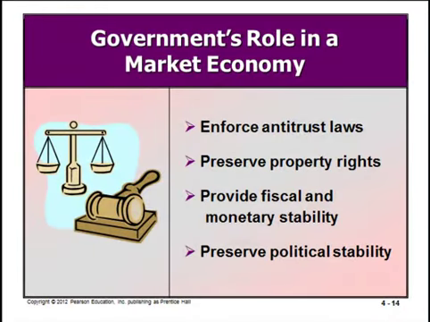Government's role in a market economy. Government has little direct involvement, but plays four main roles in a market economy: enforce antitrust laws, preserve property rights, provide fiscal and monetary stability, and preserve political stability. Let's look at each of these a bit more closely.